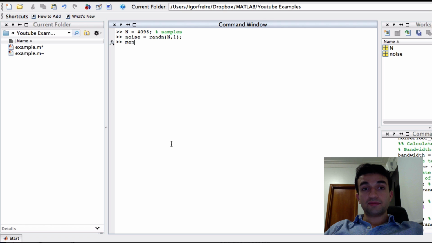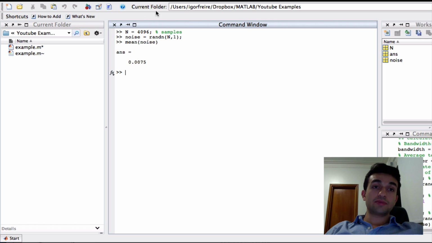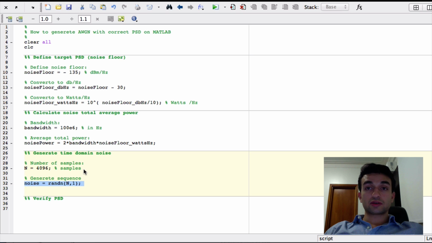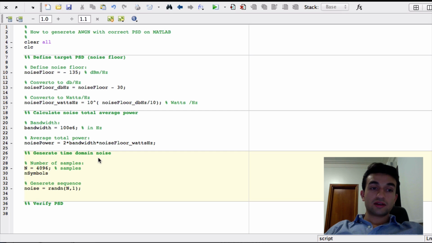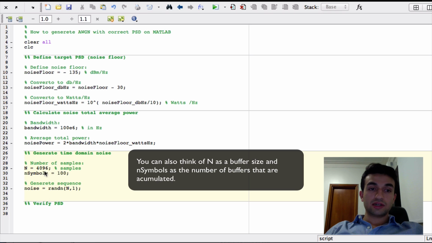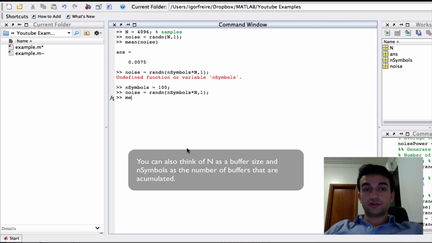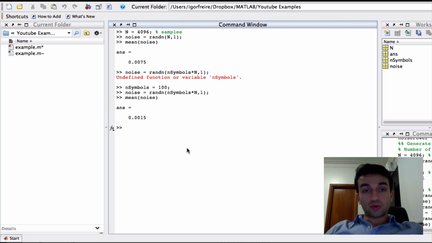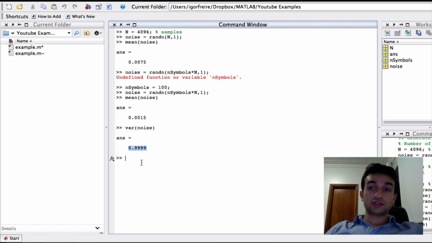So let's verify the mean of the noise. Well, the number of samples here is too short for the expected value to achieve the correct value. So let's increase it. Let's say we want N samples with this number of samples. Let's say it's 100 samples. And now multiply here. Okay, so now let's verify the mean of the noise. It is closer to 0, and let's see what the variance is. Variance of noise. It is very close to 1. So we know MATLAB generates a sequence which in reality has 0 mean and unitary variance.